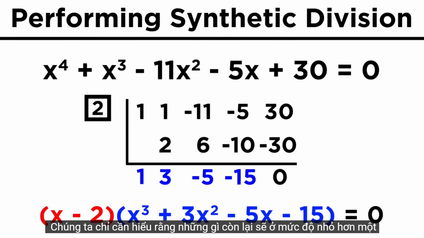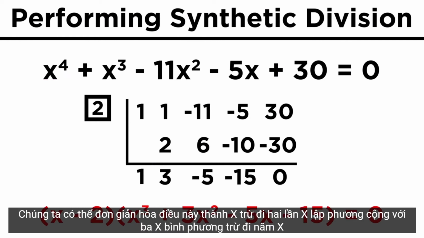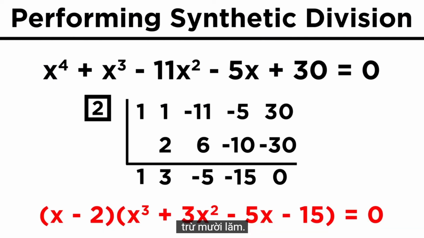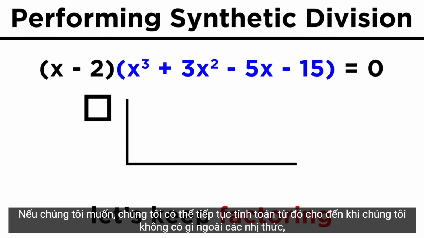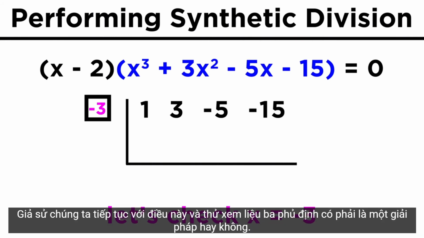We just have to understand that what is left will be of a degree that is 1 less than the original polynomial. So since we started with a quartic, the result is a cubic. We can simplify this to x minus 2 times x cubed plus 3x squared minus 5x minus 15. If we wanted, we could continue factoring from there until we have nothing but binomials, and therefore all the possible solutions. Say we continue with this one and try to see if negative 3 is a solution.